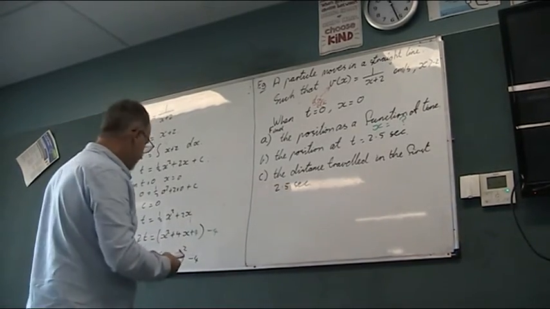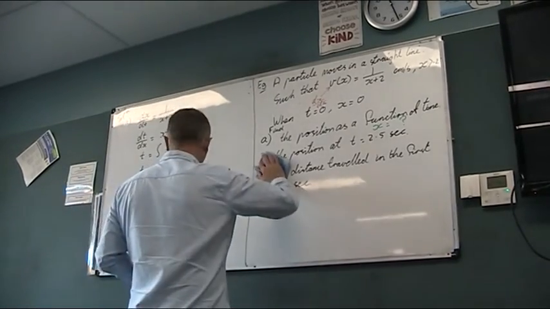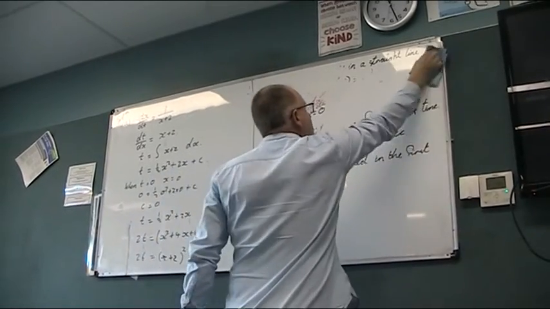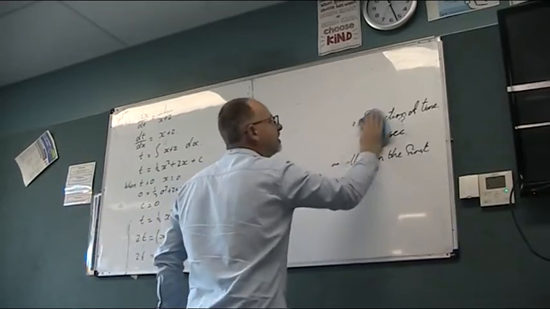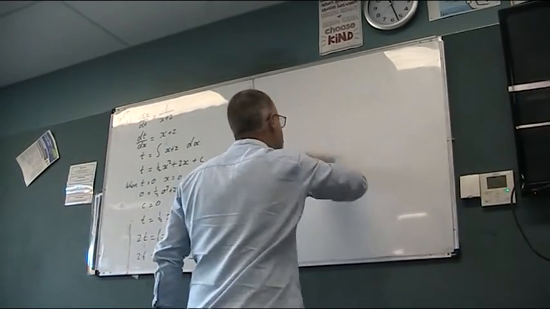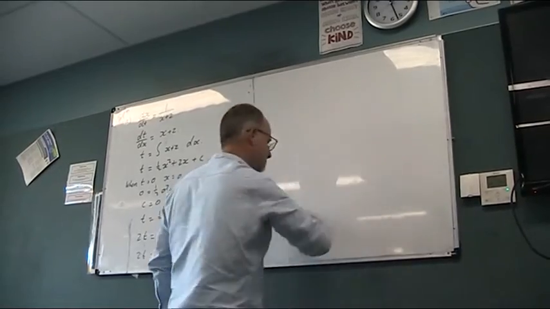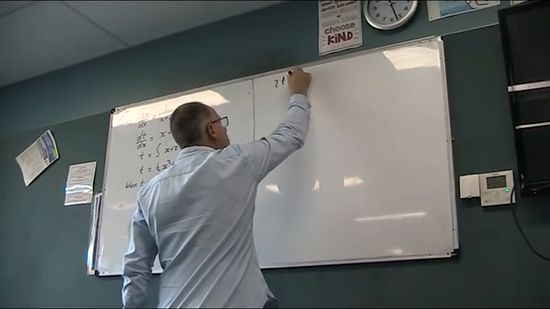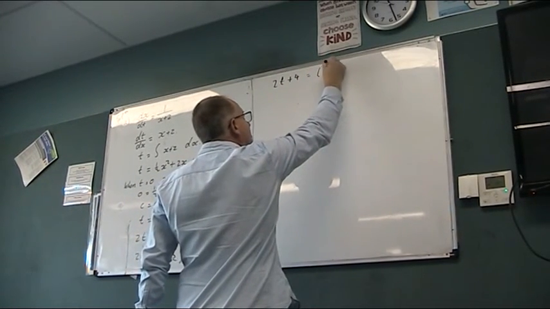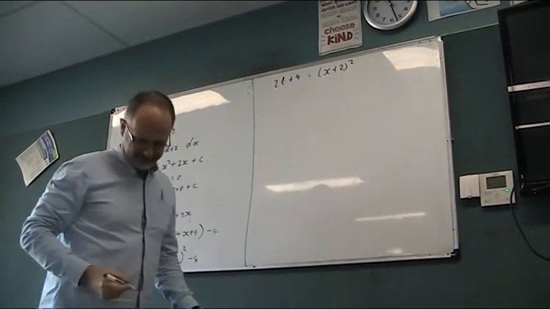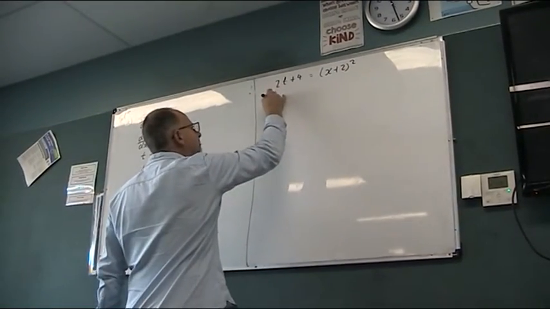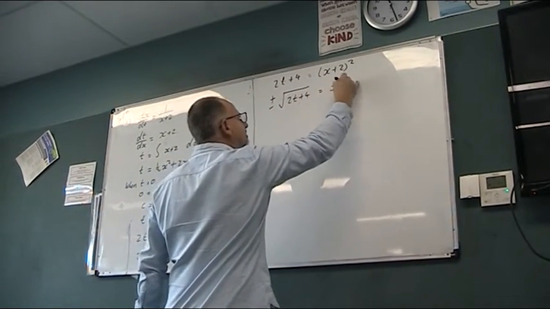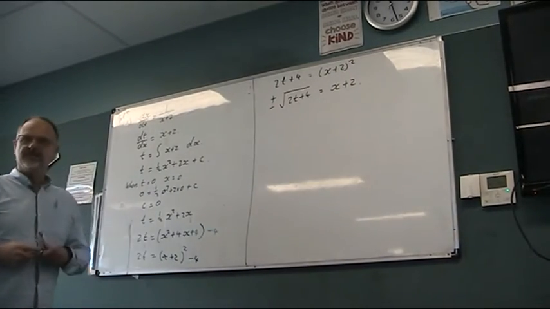Alright, so now we rearrange a bit. Add 4, square root, take 2. Alright, so what did I say? Add 4, so 2t plus 4. x plus 2 squared. Square root. So when I square root, plus or minus, is that correct?